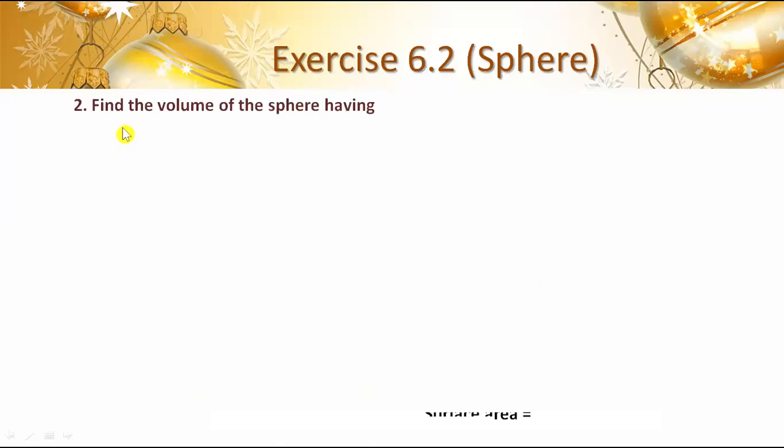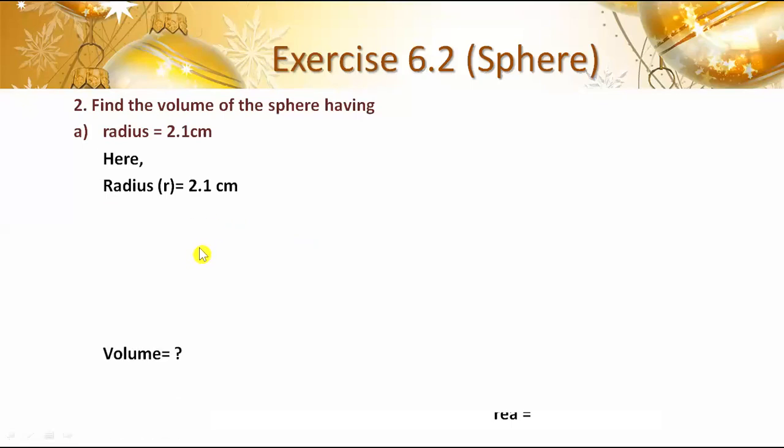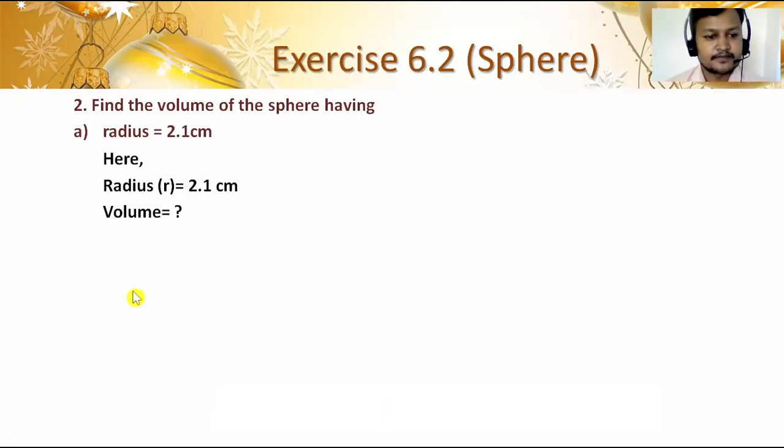Now let's move to next question. Find the volume of sphere having radius 2.1. Again, we only have to use the formula for volume of sphere if radius is given to us. So write the given thing, radius is 2.1 centimeter, and volume is equal to what? We have the formula of volume: 4/3 pi r cube.